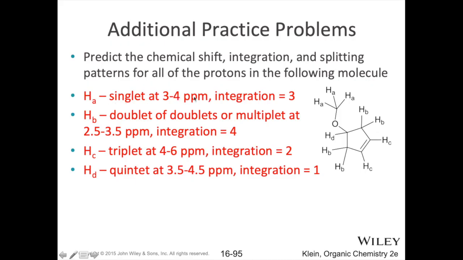It's connected to an oxygen, right? So it gets shifted pretty far downfield, about 2.5 ppm further downfield than you would expect for a methyl group. A methyl group is typically somewhere around 1 ppm, so instead you see it somewhere between 3 and 4 ppm.